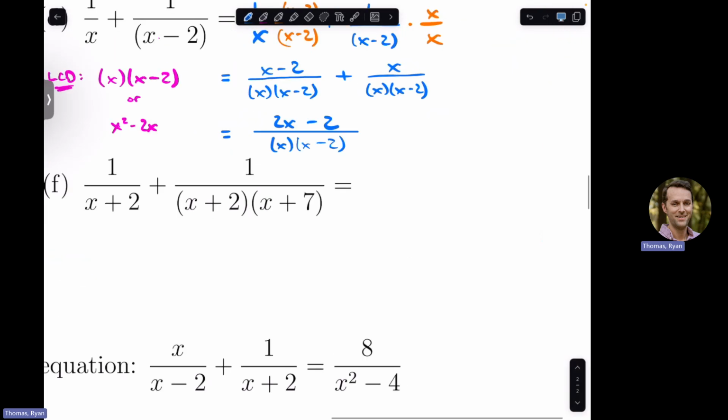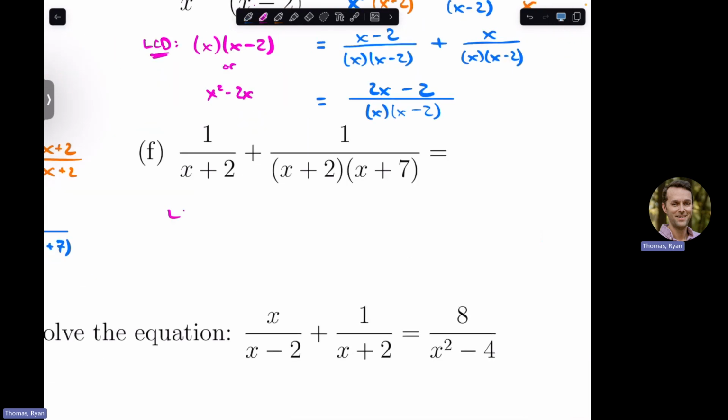All right, one more. We've got x plus 2, and then in the other fraction, we've got x plus 2 times x plus 7. So what's the least common denominator then? Yep, x plus 2 times x plus 7.